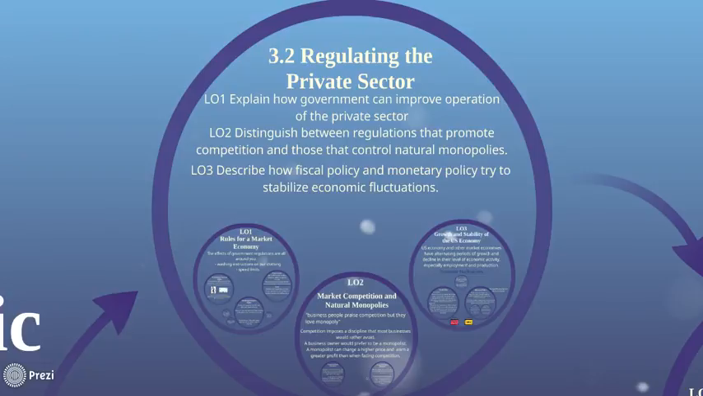All right, moving on to 3.2, regulating the private sector. So in 3.1 we talked about regulating the public sector. Now we are regulating the private sector. Three learning objectives: explain how government can improve operation of the private sector, distinguish between regulations that promote competition and those that control natural monopolies, and then describe how fiscal policy and monetary policy try to stabilize economic fluctuations. It's how the government tries to regulate.